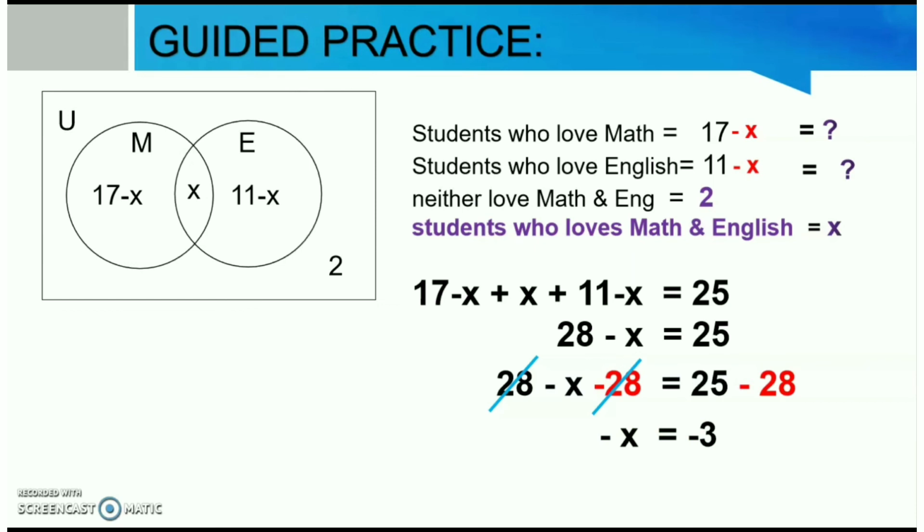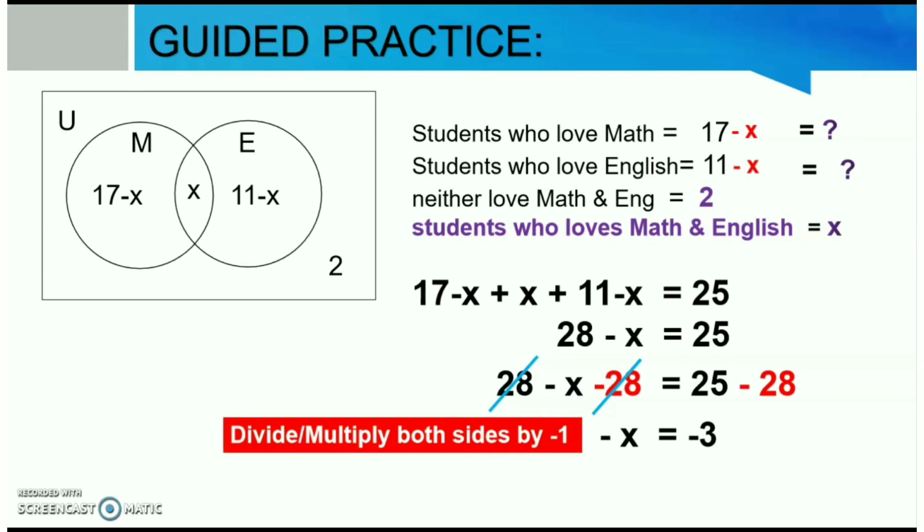Okay, so since we have negative variable here, kailangan ma-eliminate natin yung negative variable. So, it's either we divide or multiply both sides by negative 1. So, gawin natin is divide both sides by negative 1 para ma-eliminate yung negative variable natin. So, negative x divided by negative 1 is x, and then negative 3 divided by negative 1 is positive 3. Okay, therefore, ang ating x pala is equal to 3. Or yung students na may gusto ng math at English is equal to 3.